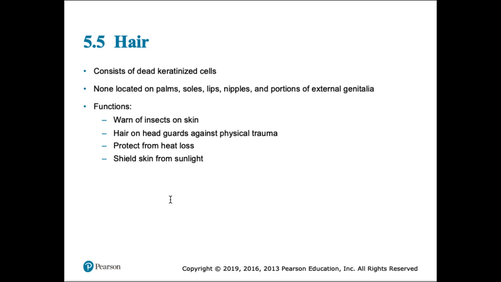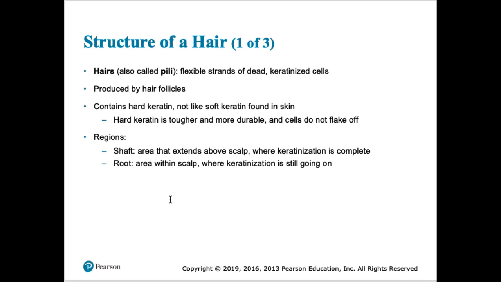Kind of moving away from the skin, we're going to talk a little bit about the hair. The hair consists of dead keratinized cells. There's usually none located on the palms, the soles, the lips, the nipples, and portions of the external genitalia. The function is really to warn of insects on skin, that crawling sensation that causes the hair to raise, so something is on the skin. Hair on the head guards against physical trauma. It helps protect from heat loss. It also can shield the skin from sunlight as a protective barrier.